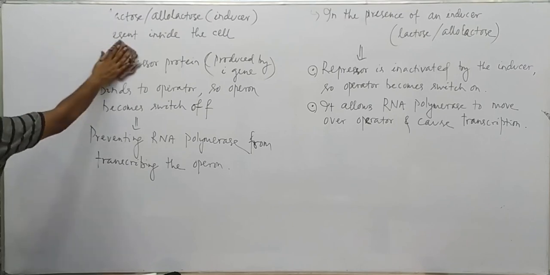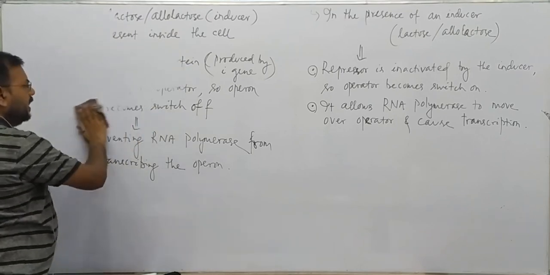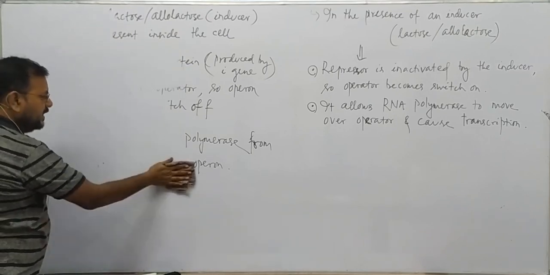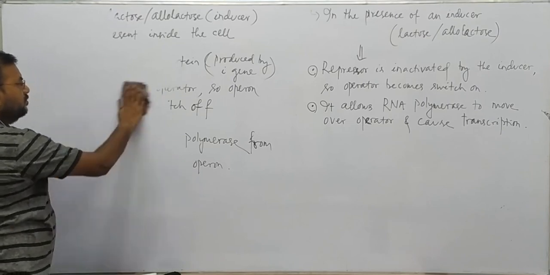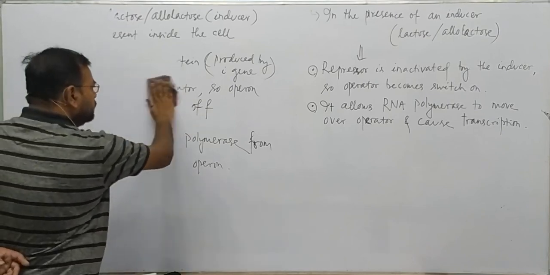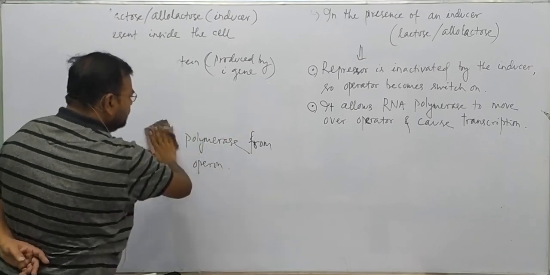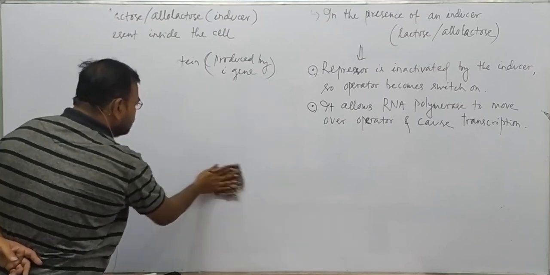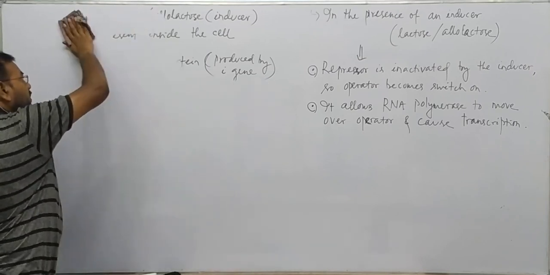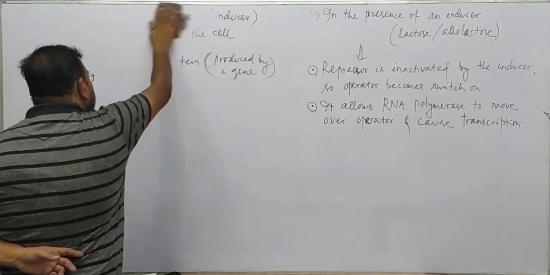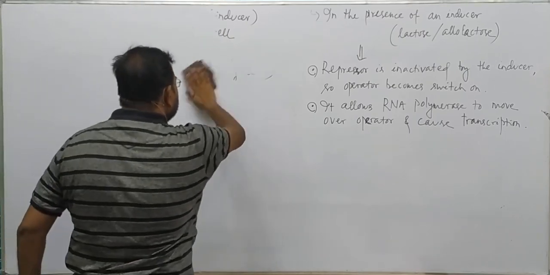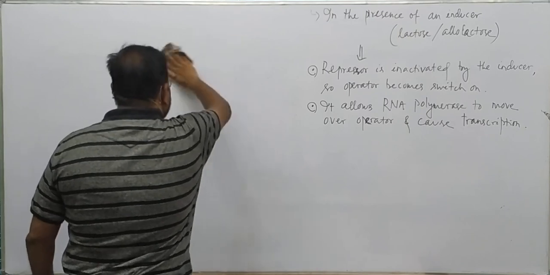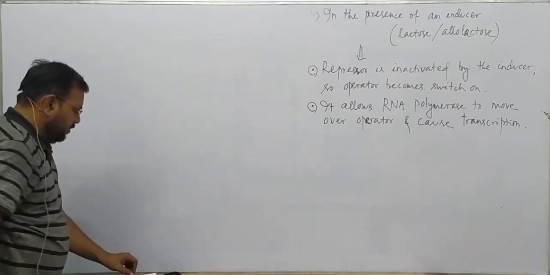From this explanation, we come to know that the lac operon is an inducible operon, because the lac operon operates in the presence of an inducer. When the inducer induces the operon, it becomes switched on. That's why the lac operon is called an inducible operon.